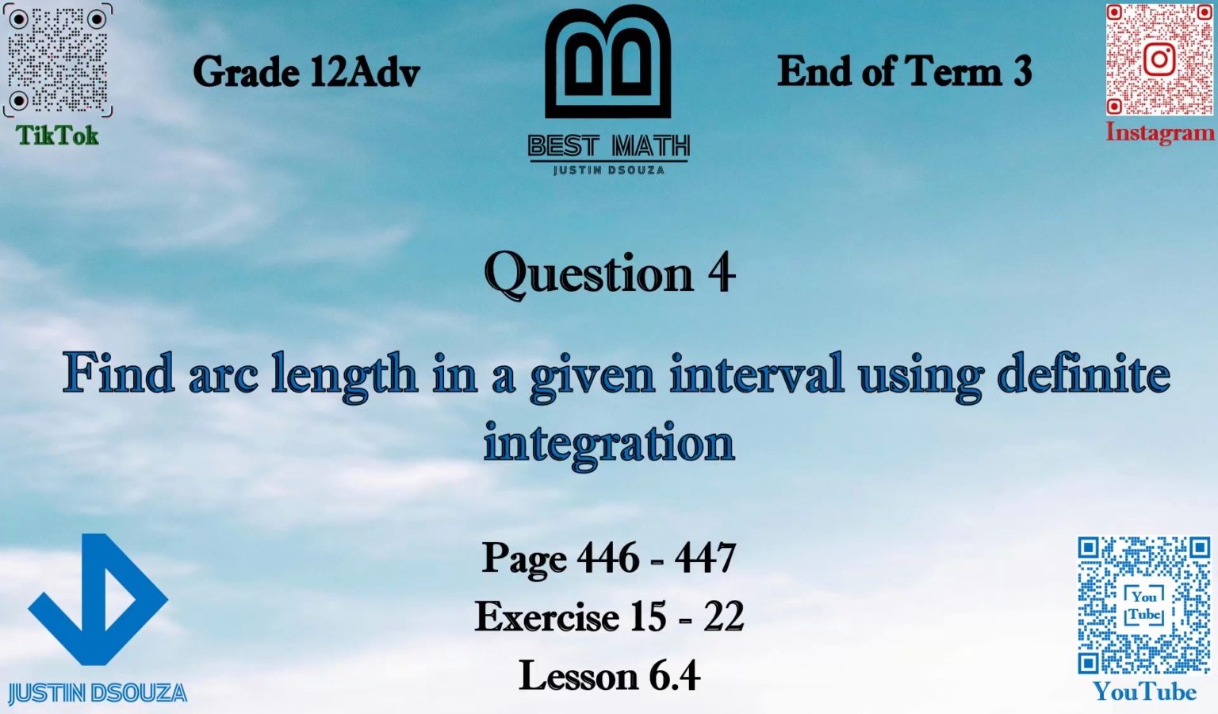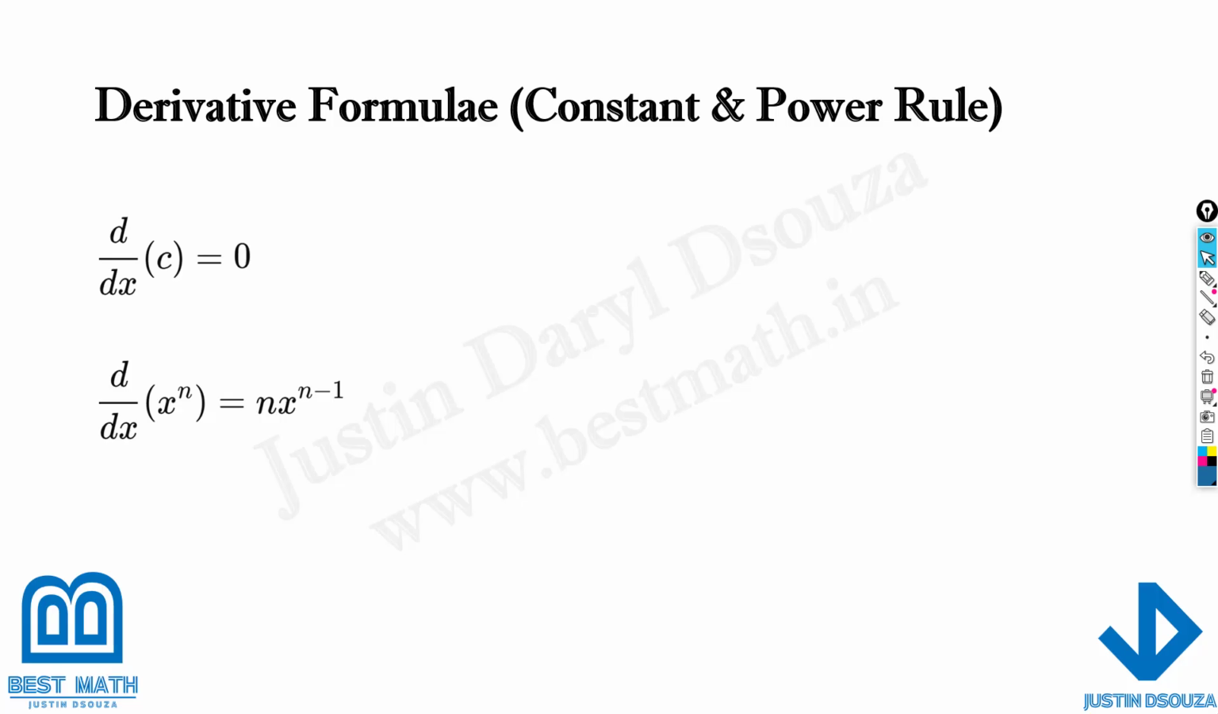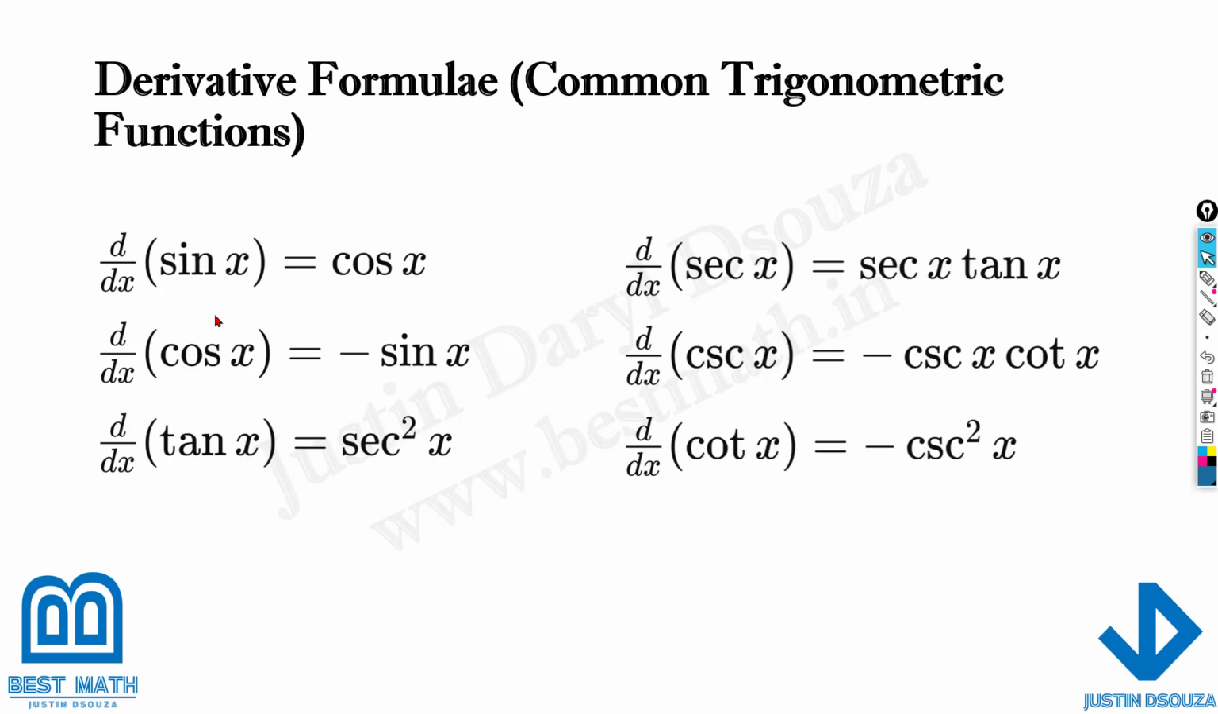In this question, we'll find the arc length using definite integrals. Before we begin with that, let's recall some of the derivative formulas. If it's any constant term, it becomes 0. Power rule says the power comes down as the coefficient and subtracted by 1. If it is x power 4, it will be 4x power 3. And these are trigonometric functions, sine, cosine. Now, what happens to cosine? It will be minus sine, sorry.